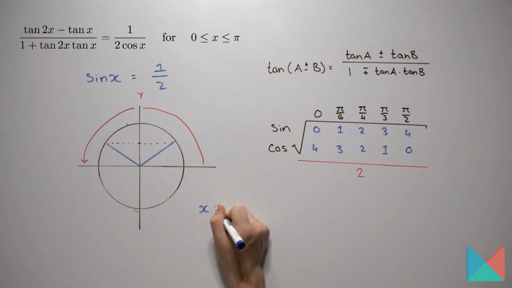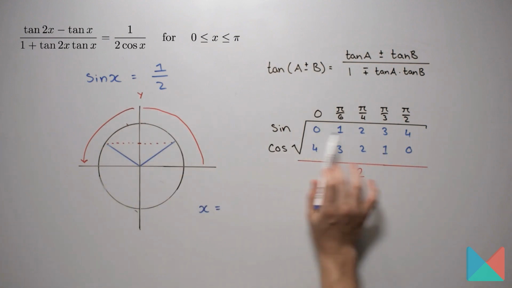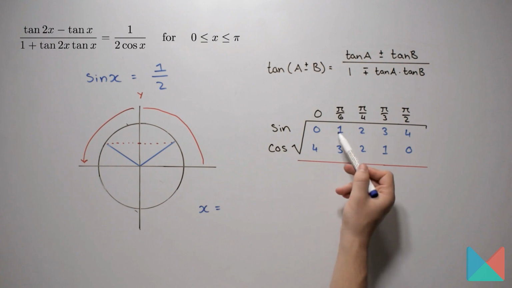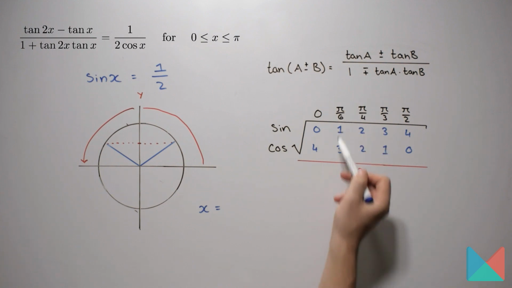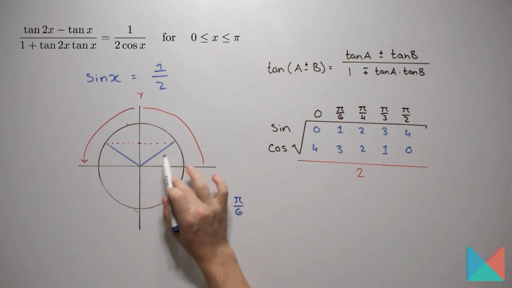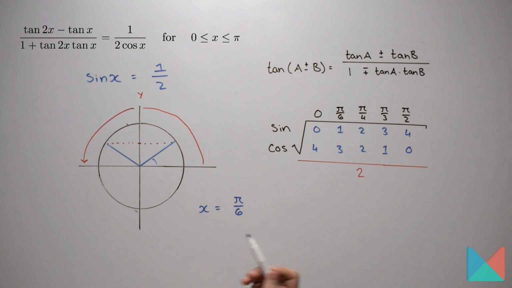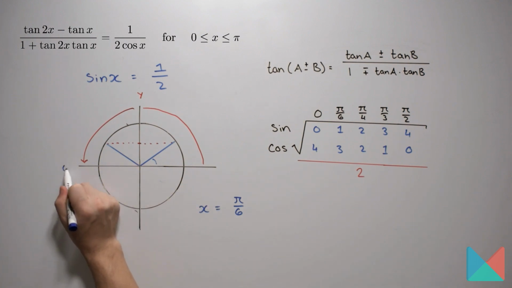So this solution is going to be when sine of x is equal to a half, well, we go along the sine row, and we're looking for a half, and we get the square root of 1 divided by 2, which is this column at pi on 6 radians. So the angle at our first quadrant is going to be pi on 6 radians, this angle here. And now to reflect this into our second quadrant, we can go to 6 pi on 6 radians, which is the same as pi radians.